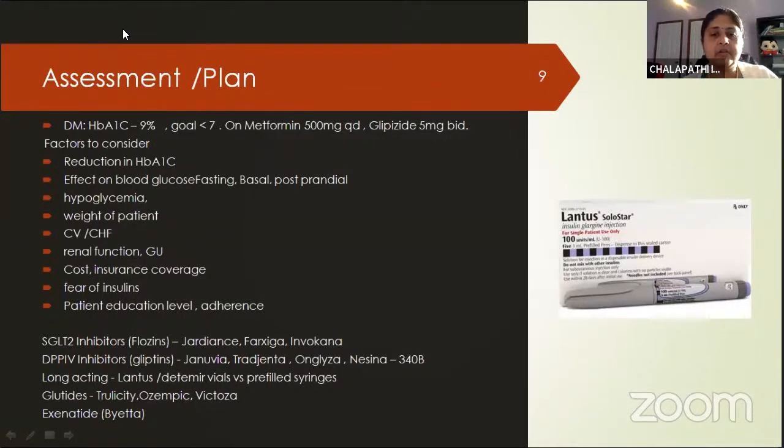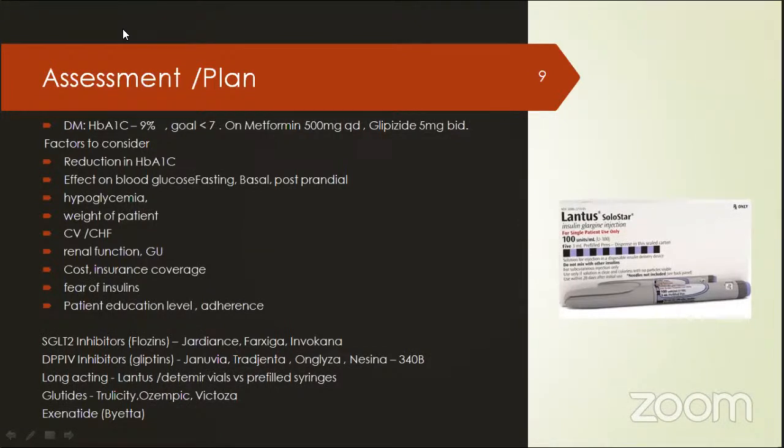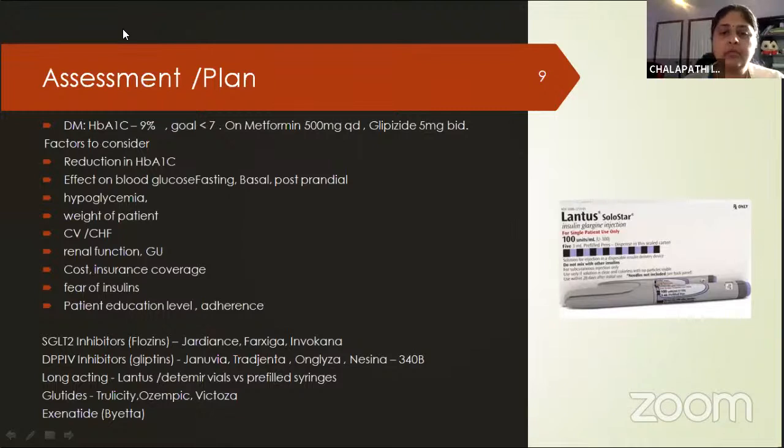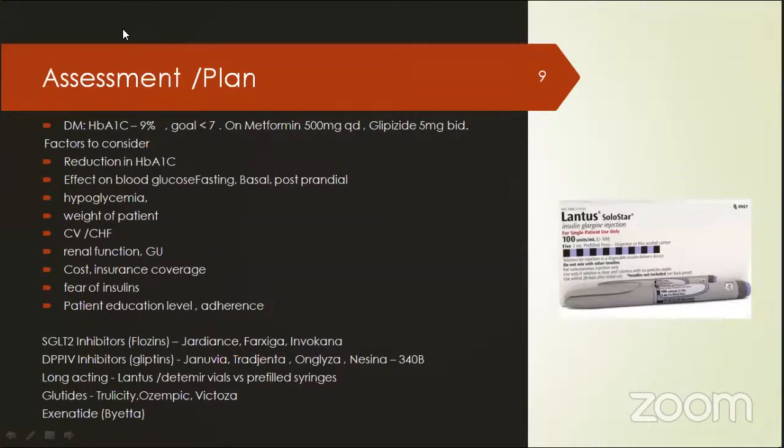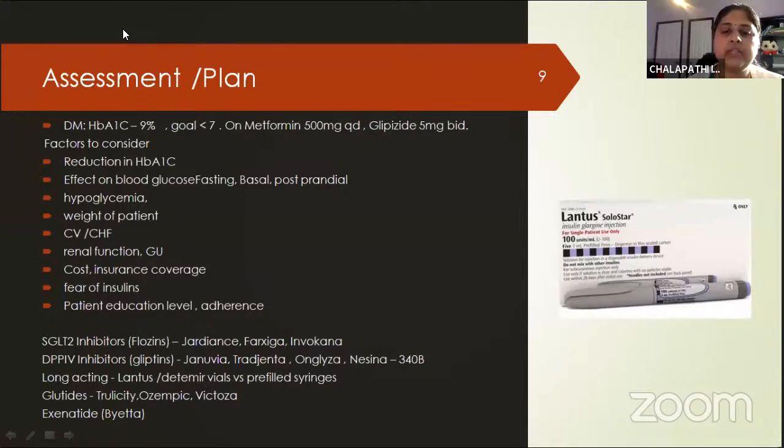Which category does it belong to? Sulfonylureas. Okay, so what are the problems with the sulfonylureas? Hypoglycemia, right? Weight gain. These are the issues. All right, so again, even if you want to continue with the glipizide 5 milligram, you can do an XL, that is extended release glipizide. You can make it once a day so that the patient is adherent.